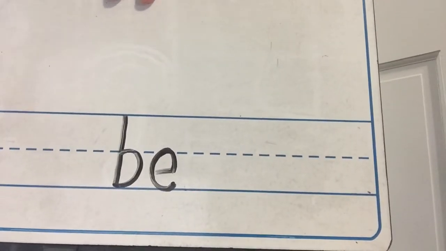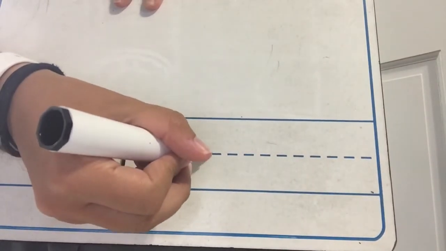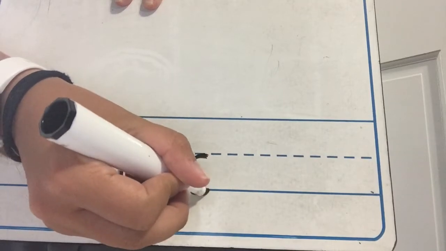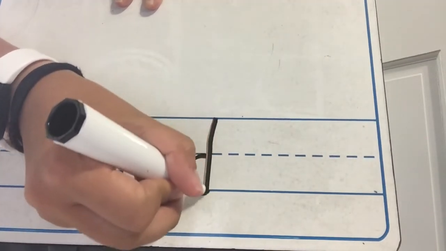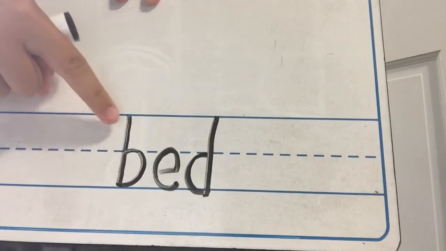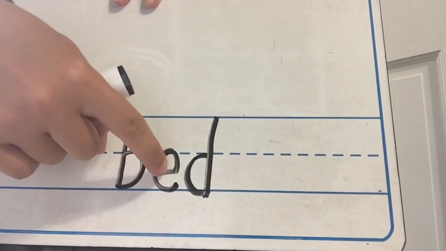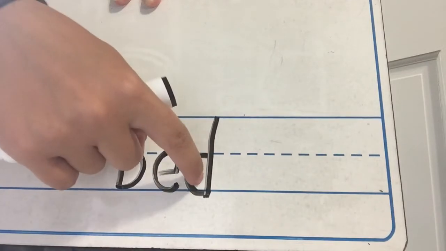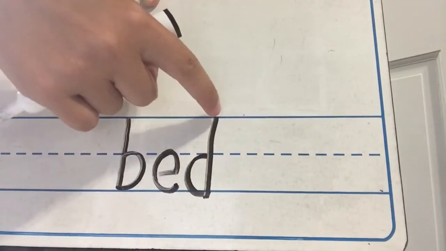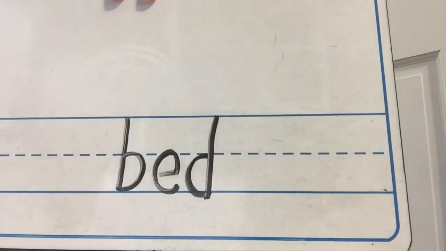I remember first the donut, so the bump comes first. And then the line. So I have B, first the bat, then the ball, E, and then D, first the donut, the bump, and then the line.